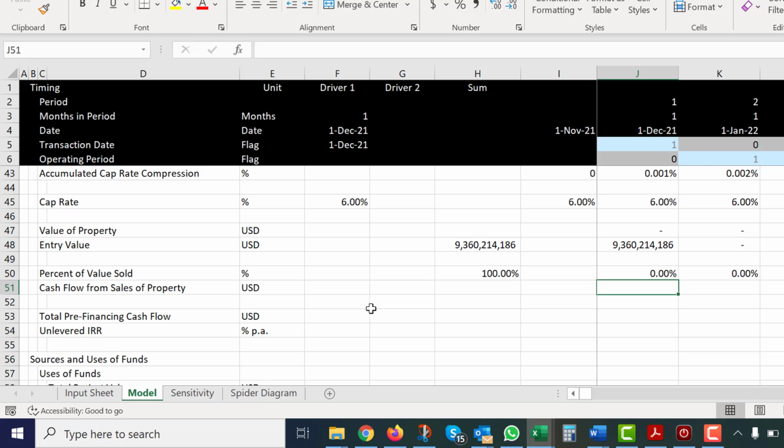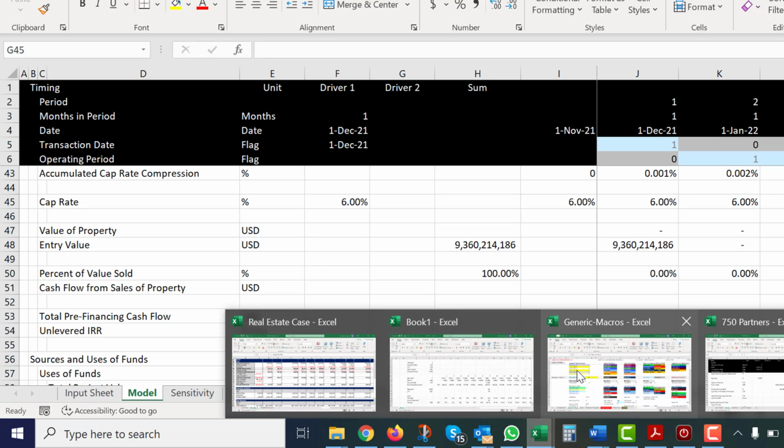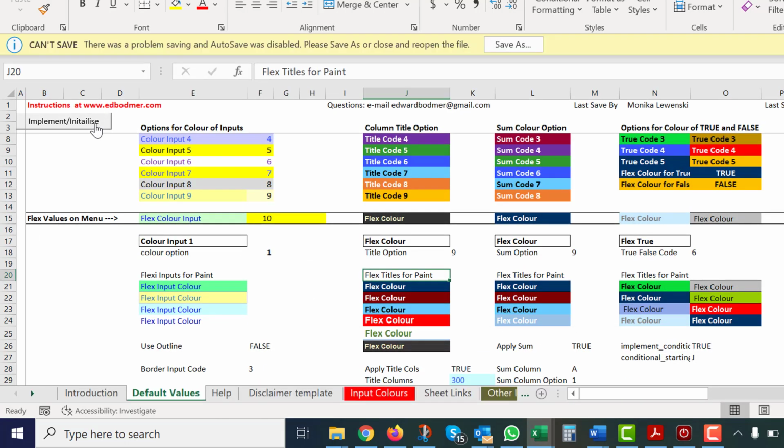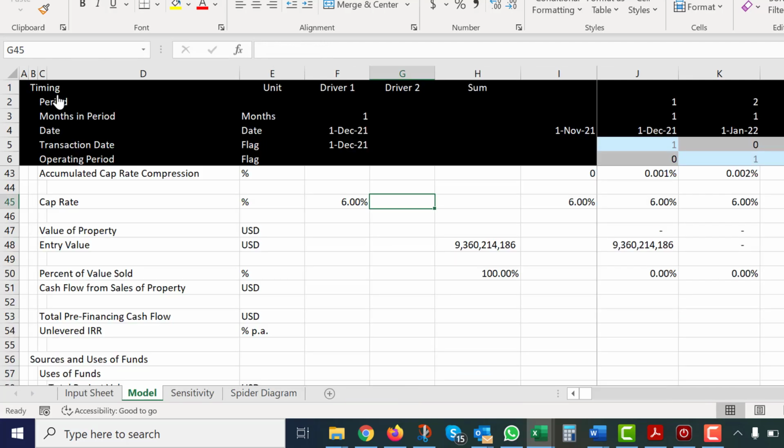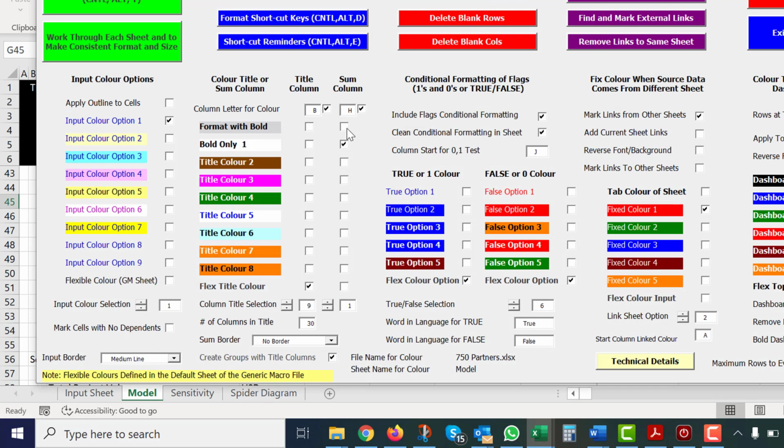Okay, so now let's put our sales of property in. By the way, what I did here is I put a sum column in column H. And what's going on here? Where's my generic macros? Oh, what's this? What is this stupid thing? What happened here? And then it automatically found column H. It took me ages to do.